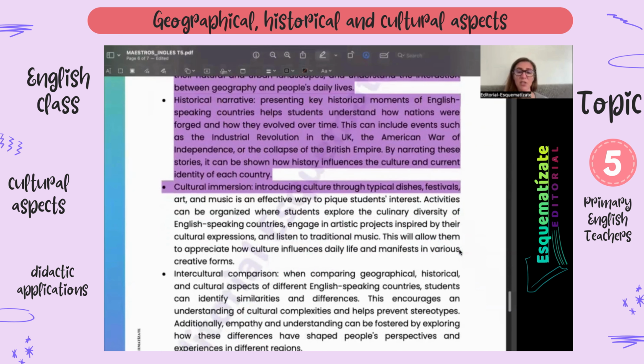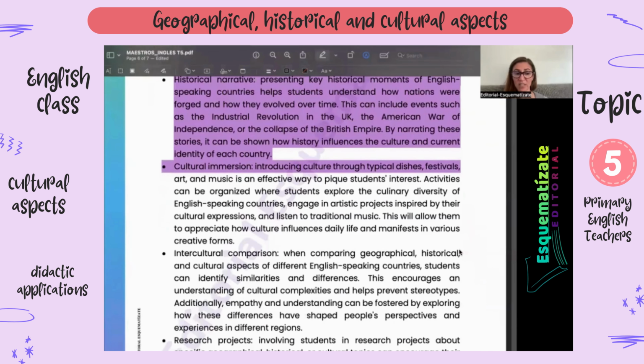Cultural immersion, introducing culture through typical dishes, festivals, art, music. This is a very effective way to pique students' interest, as we said, looking at regional, how music differs within a country. Bluegrass, American rock and roll versus traditional music in Ireland, things like that. A lot of comparing and contrasting is a great, engaging way for students to learn about culture and do a comparison of different customs.